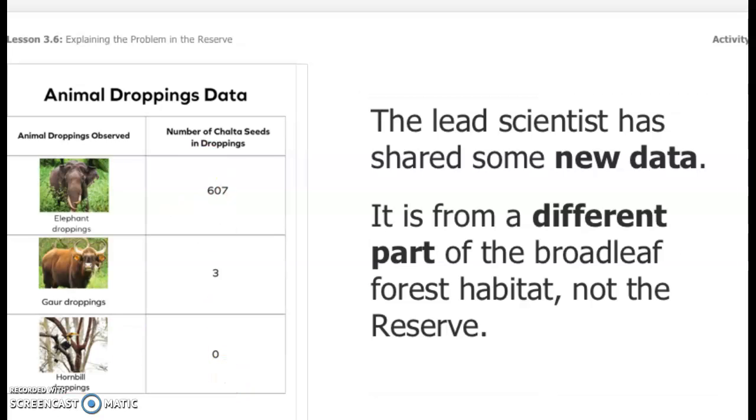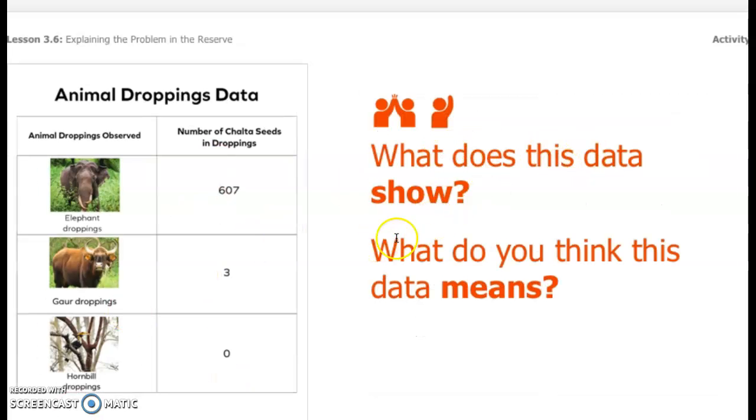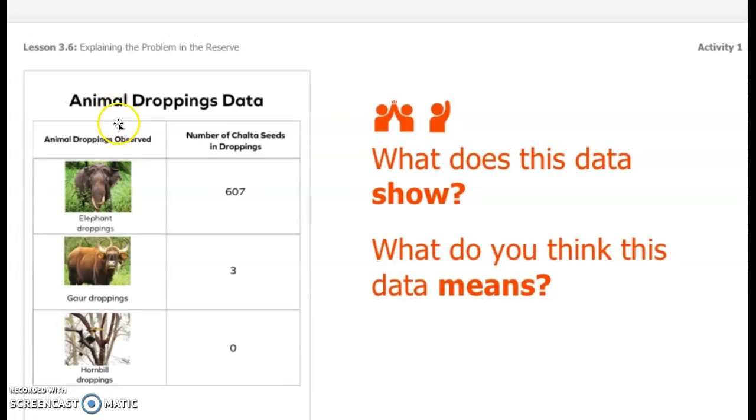So let's take a second to think, what does this data show? What do you think the data means? More seeds are found in the elephant dropping than the other animals. The elephant ate the chalta fruit and left droppings with seeds inside. So the chalta tree depends on elephants because they eat more seeds, which leads to more trees.